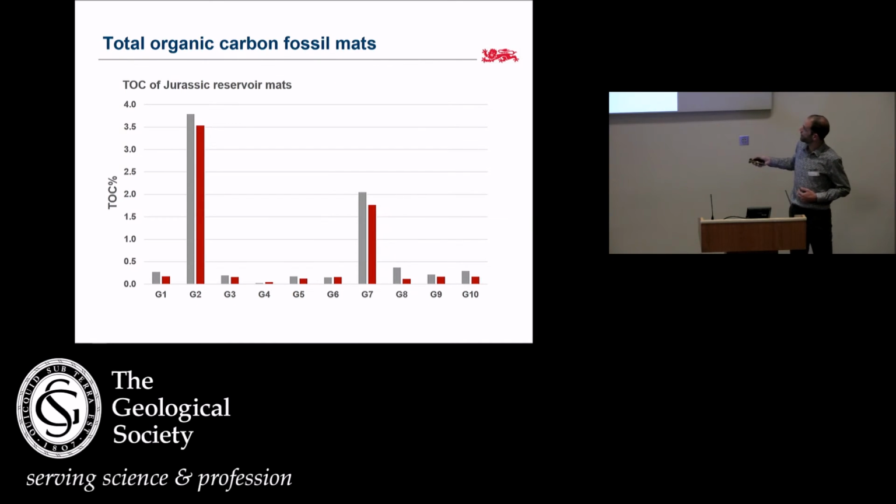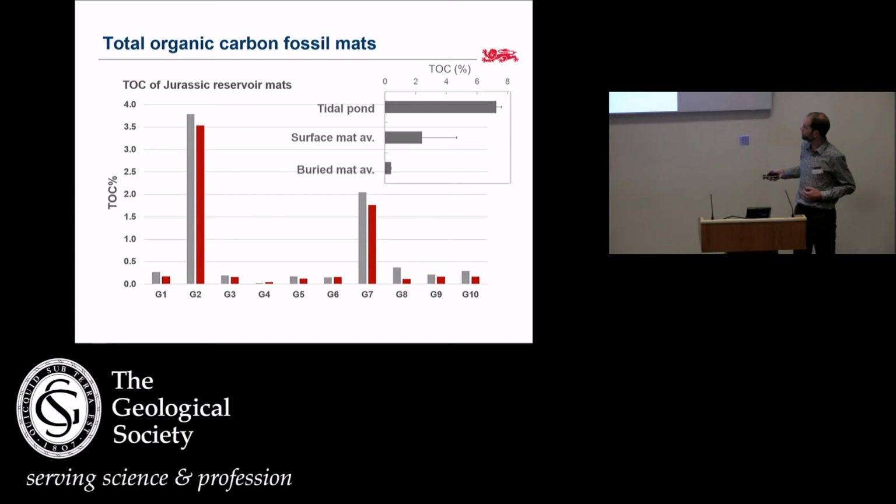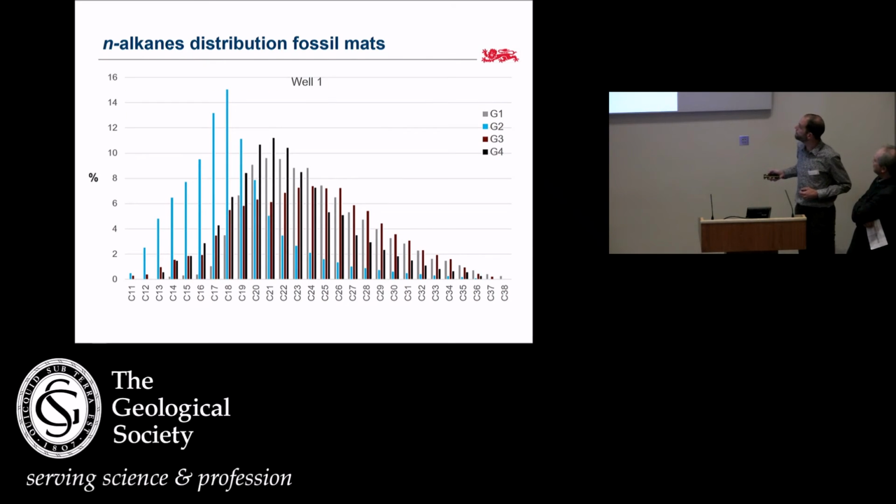So, total organic carbon for the fossil samples. Again, these have not reached the oil window. They're still before the oil window, so this is probably the depositional total organic carbon, not completely degraded. But compared to averages from the modern system, they're quite lower, except for these two samples. And the alkane distribution does show some cyanobacteria origin in the G2 sample.